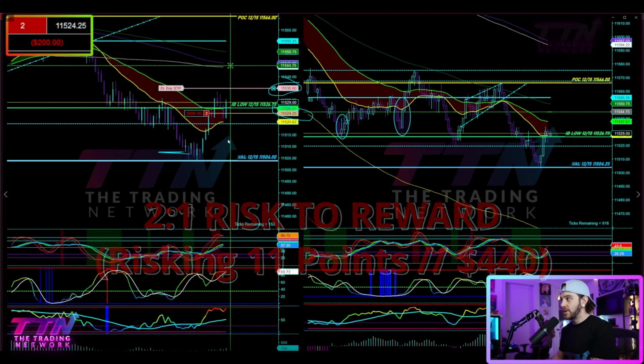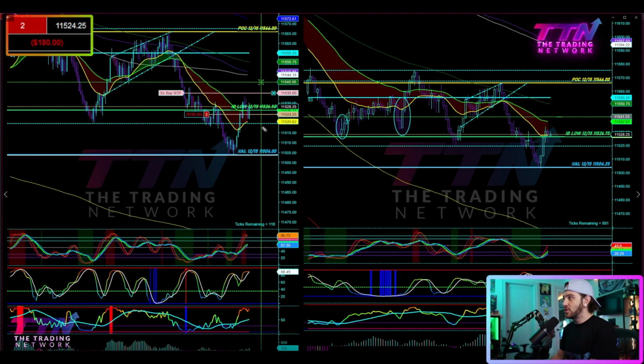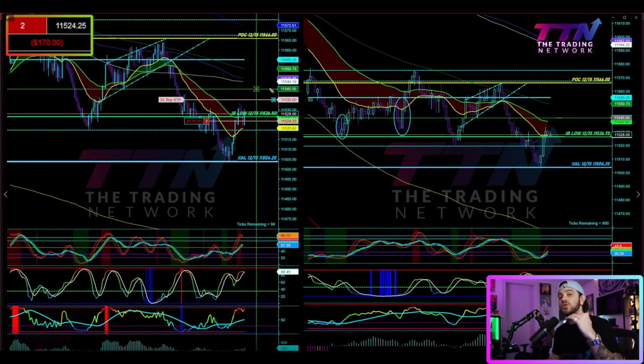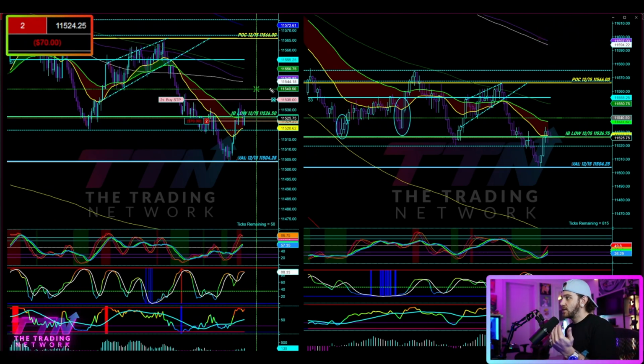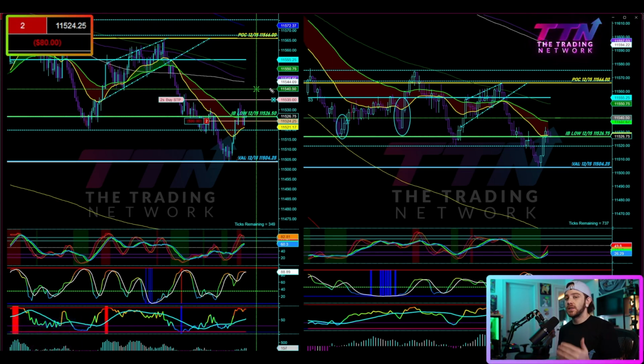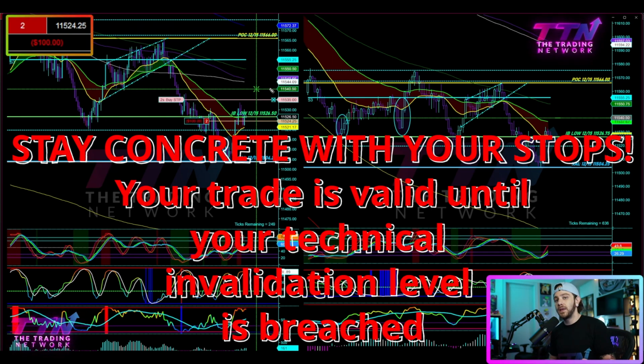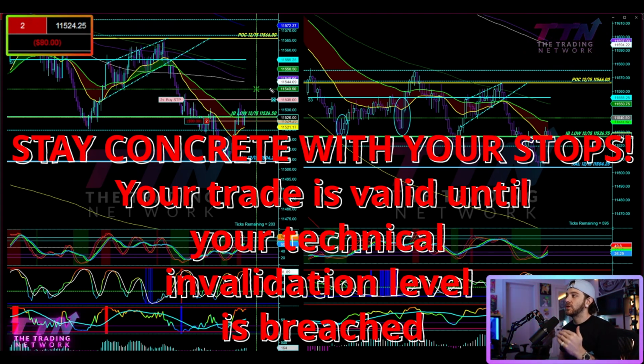And oftentimes when you get in setups like this, as soon as you enter, you will indeed see price move right towards your stop loss. Do not be afraid when that happens. Understand that price needs to breathe. Price needs to move around, and unless your technical invalidation level is breached, the trade remains valid. It's very important. I'm going to repeat it again. Unless or until your technical invalidation level gets breached, the trade is still valid.